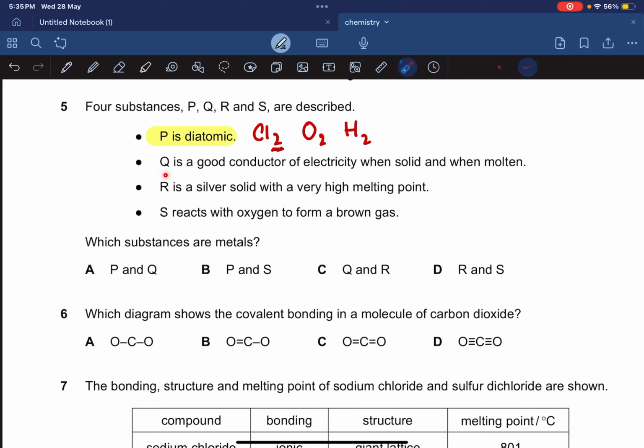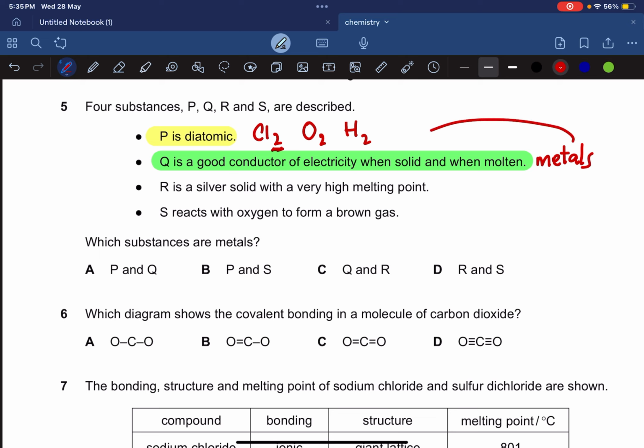Okay. Q is a good conductor of electricity when solid and when molten. Okay, it's a good conductor when it's solid and also when molten. This tells us that it's likely to be a metal, because metals are good conductors in solid state. It cannot be an ionic compound because ionic compounds don't conduct in solid state. Okay, R is silver solid with a very high melting point. This tells us that because it's a solid with a very high melting point, it's likely to be a transition element or transition metal.